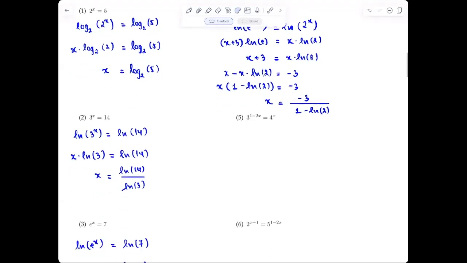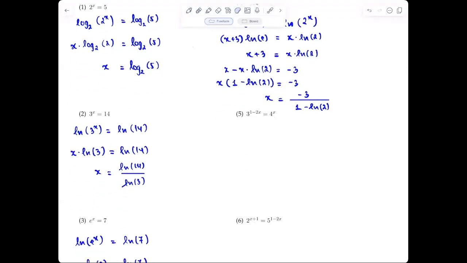Okay, good. Now, number 5, you have 3 to the power 1 minus 2x equal to 4 to the x. Again, just take ln on both sides of the equation. And then you can rewrite this as 1 minus 2x times ln of 3 equal to x times ln of 4. So this problem is a little bit more involved.